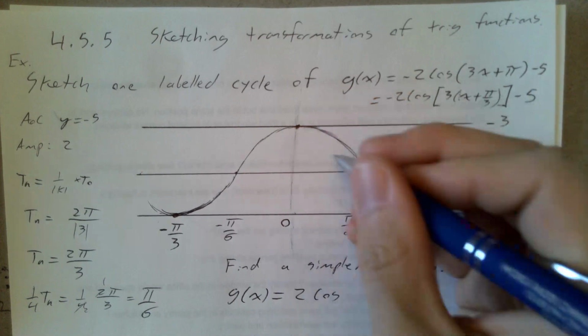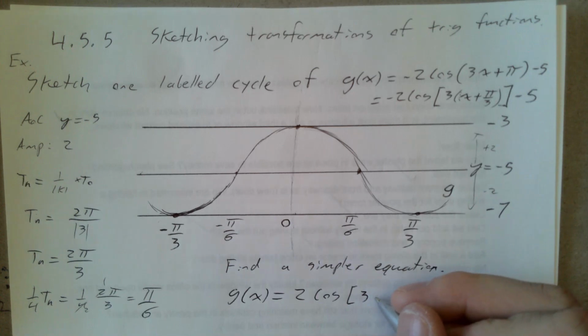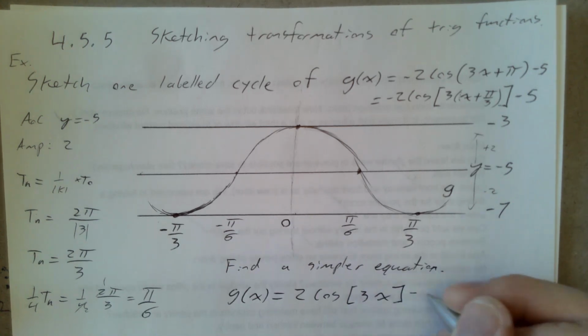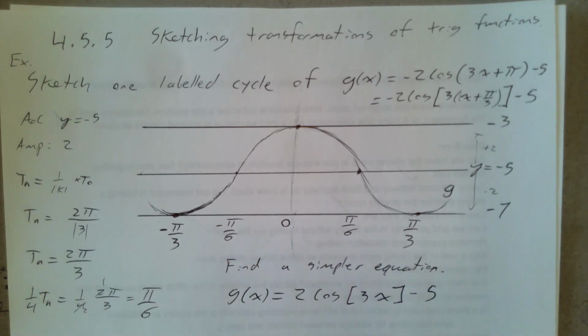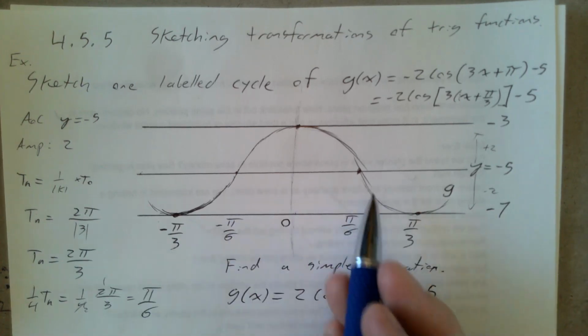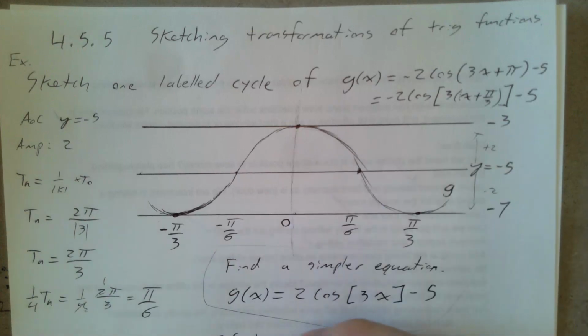I'm seeing it right now as a cosine curve with a period of 2 pi by 3 that hasn't been shifted horizontally. That has an amplitude of 2 and an axis of the curve of y equals -5. If I was asked for a sine curve with the smallest possible phase shift, right, then I could do, I don't think this is a simpler equation, but an alternative equation could be a vertically reflected sine curve with an amplitude of 2, a period of 2 pi by 3, shifted right pi by 6, like that.